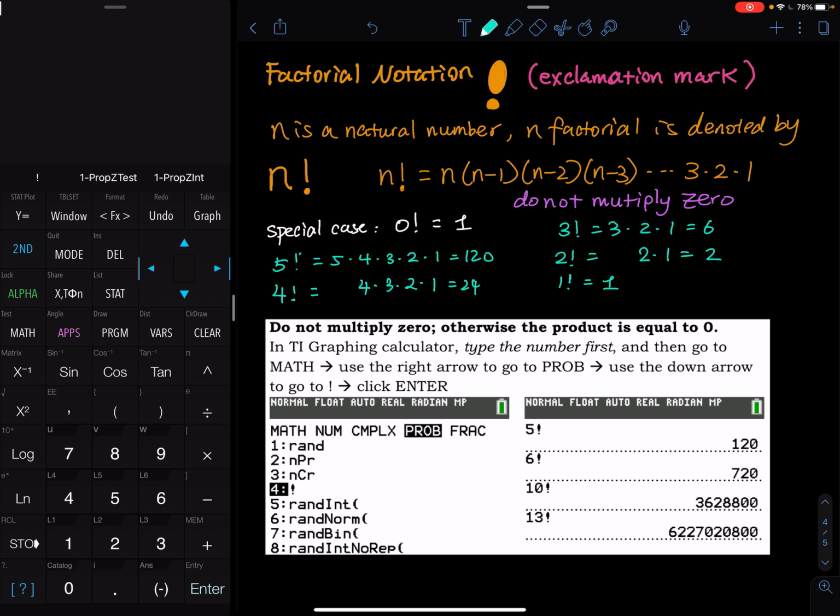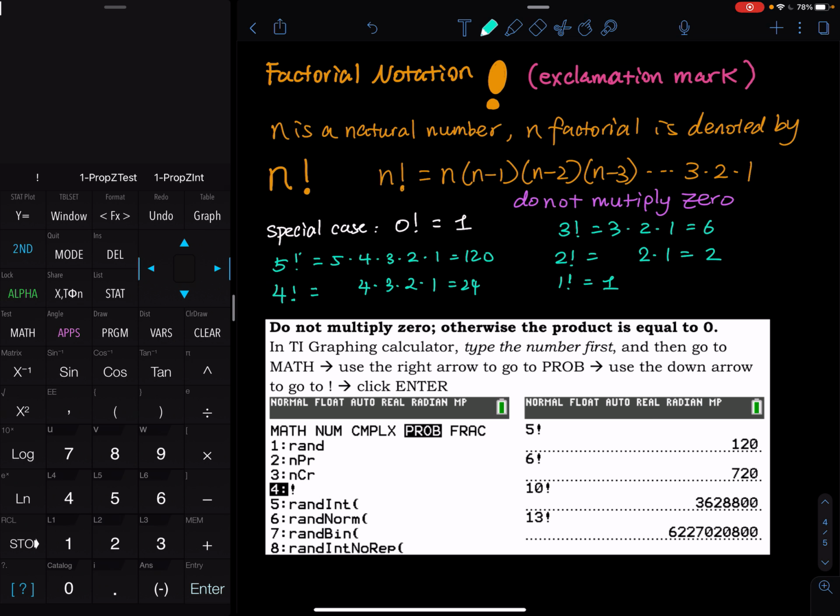So how do you do this on a calculator? Of course, you can do 5 and then multiply 4 and then multiply 3 and then 2 and then 1, and so on and so forth, right? But when the number is big, like 20 factorial, you don't want to type 20 numbers and then use a multiplication symbol to split them. So is there a faster way to do it? Yes, there is. The method that I am going to introduce is using a TI84 or a TI83 graphing calculator.